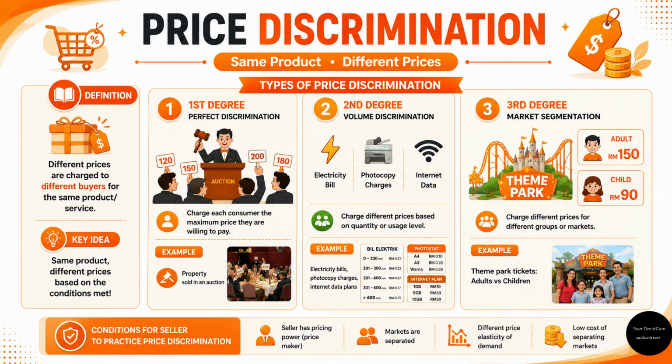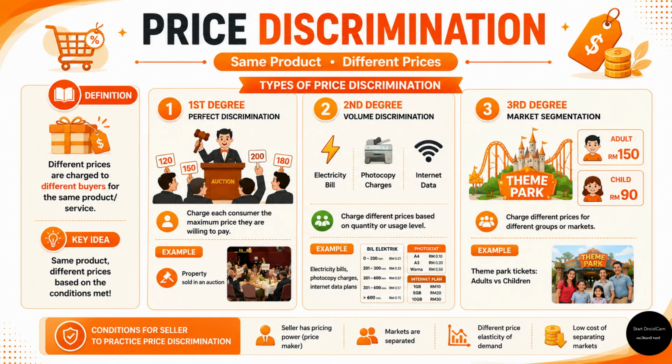The second is second degree price discrimination. Here, the price changes according to the quantity purchased or the amount of usage. Examples include different electricity usage rates, photocopy charges, or internet data packages.